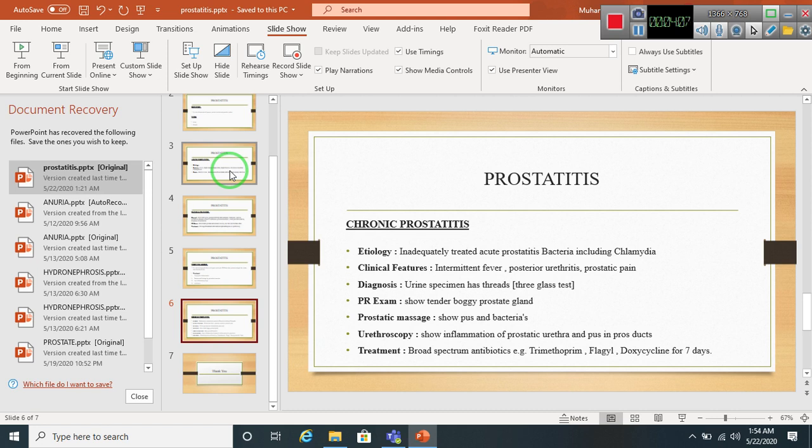We find that the first glass has the most threads, then the second glass has the lesser threads, and the third glass even lesser threads. So these threads are the inflammatory structures or pus-like structures which are taken for examination.